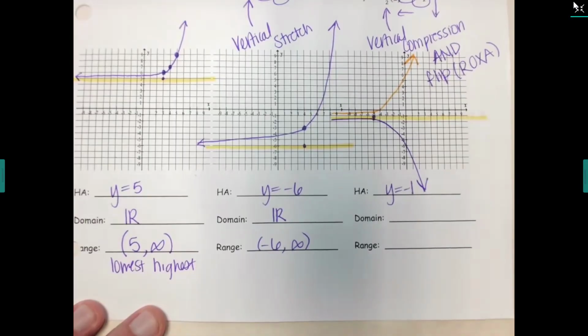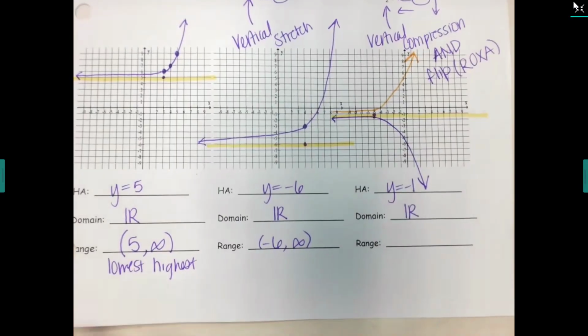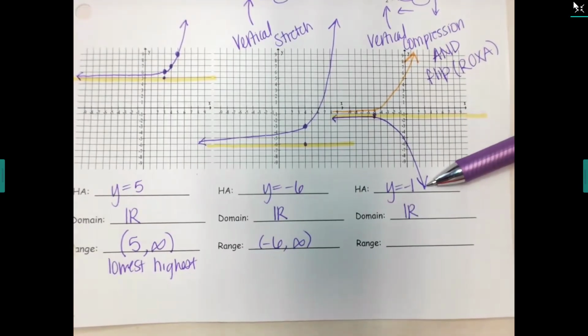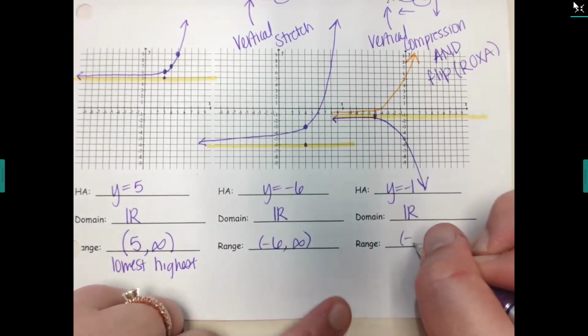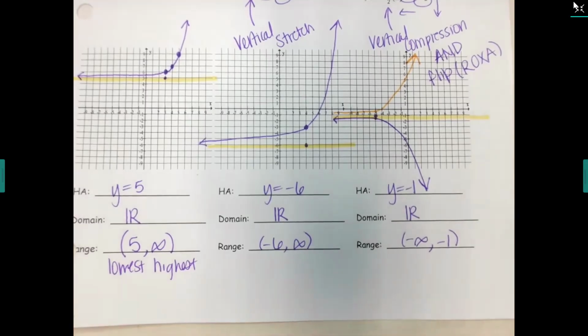What will my domain be? All real numbers. Because I still have an arrow going that way and an arrow going that way. Okay, but now your lowest and highest are going to be kind of weird. Because my graph doesn't go up forever anymore. Which way does it go forever? Down. So my lowest would be -infinity. And my -1 is the highest that it can go. Because now that it's flipped, it can't go past -1. That's the tallest it can go. Does that make sense? Great.